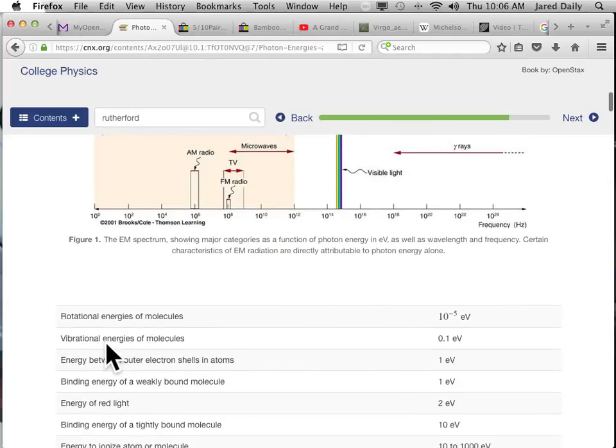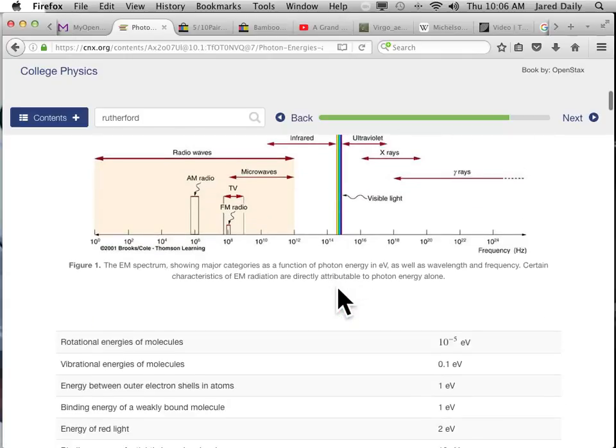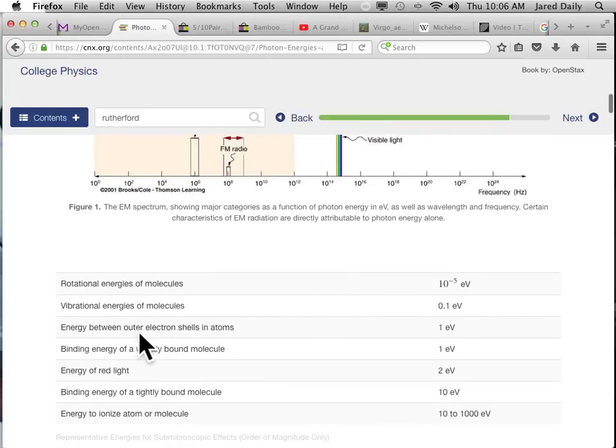The vibrational energies of molecules are about 0.1 electron volts, so that puts us right in here. Molecules vibrate right about in the range that we can see, pretty close. And many of them actually do vibrate in the range that we can see, and that's why we can see things, because things are made of molecules all around us, and they're vibrating and letting off these energies that we can see. Energy between outer shells in atoms, right around 1 electron volt.